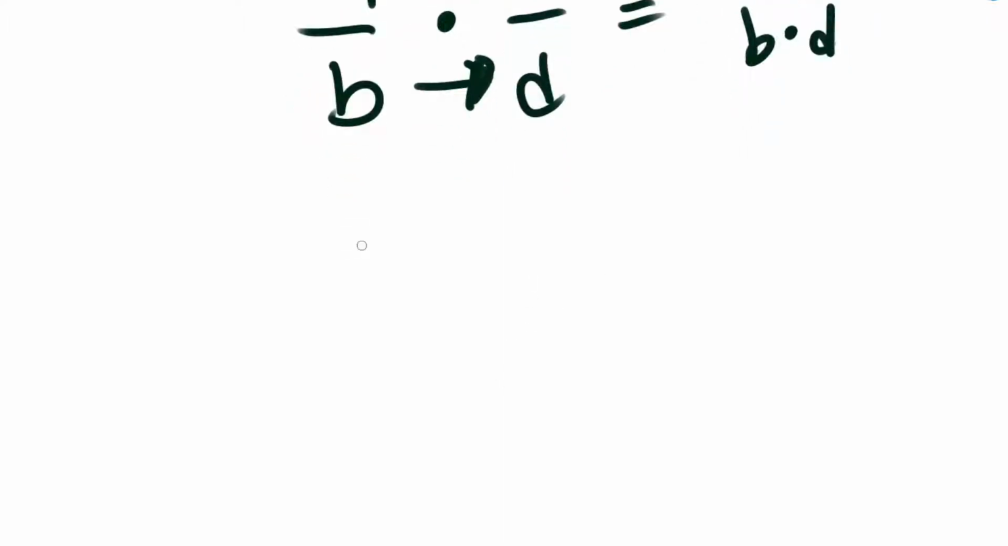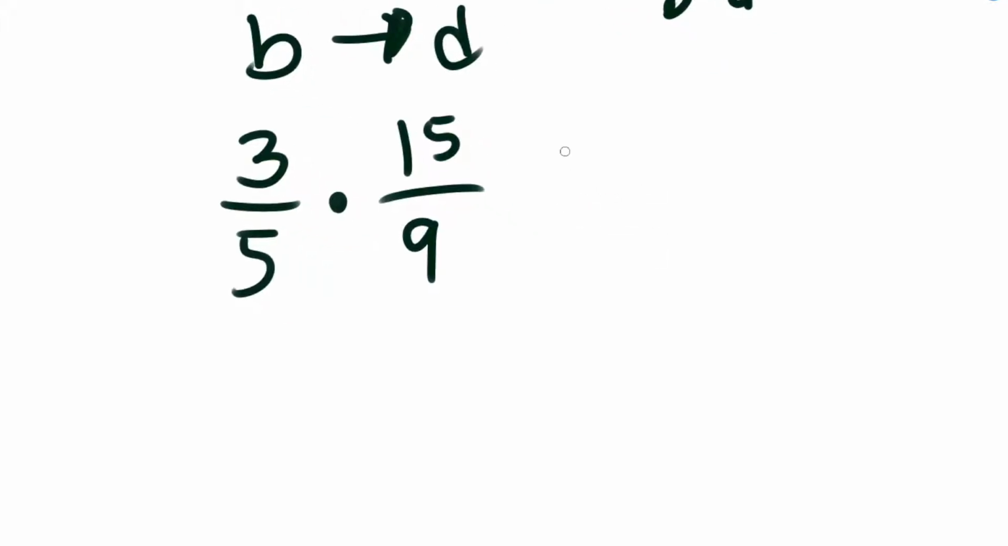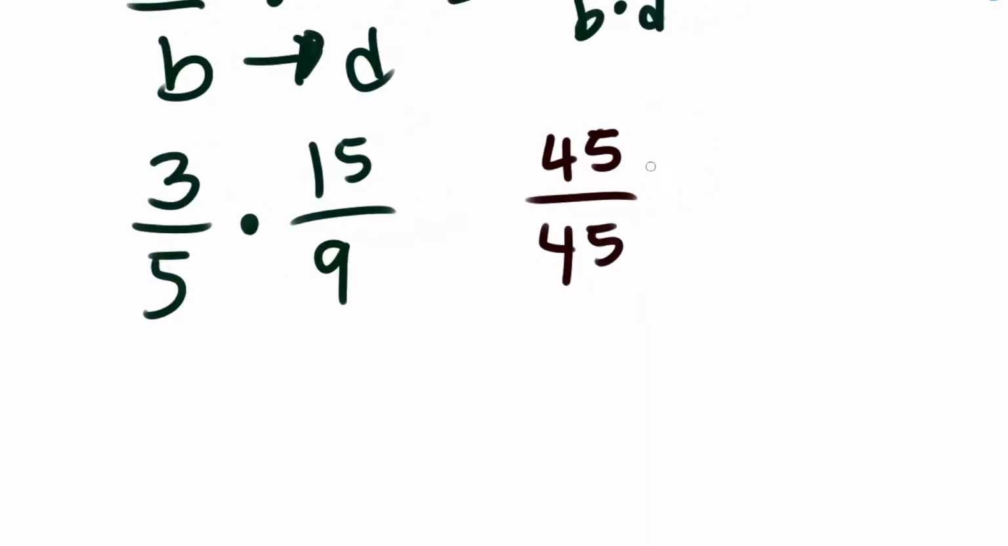And sometimes if you have something like 3 over 5 times 15 over 9, there are some ways to simplify before we multiply. If we multiply across, 3 times 15 is 45, and 5 times 9 is also 45. But these can be reduced down. Anything divided by itself is 1.